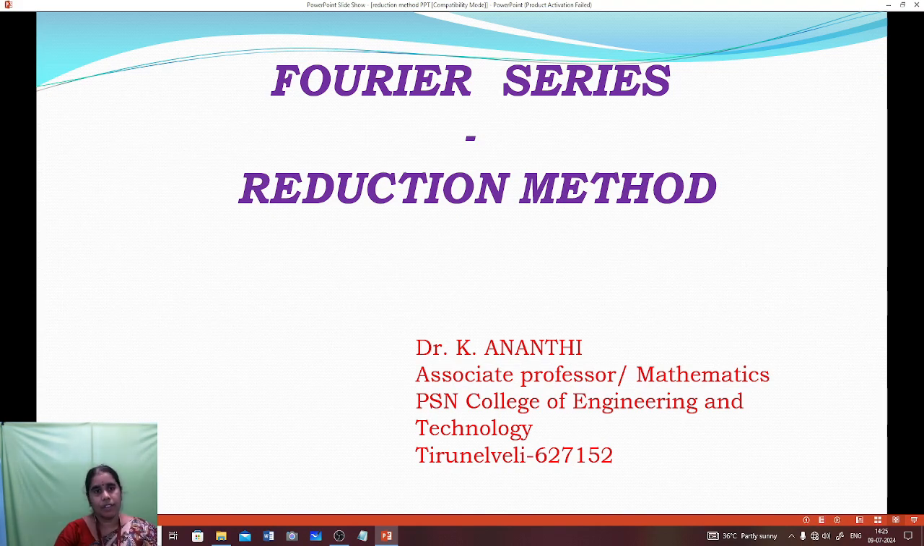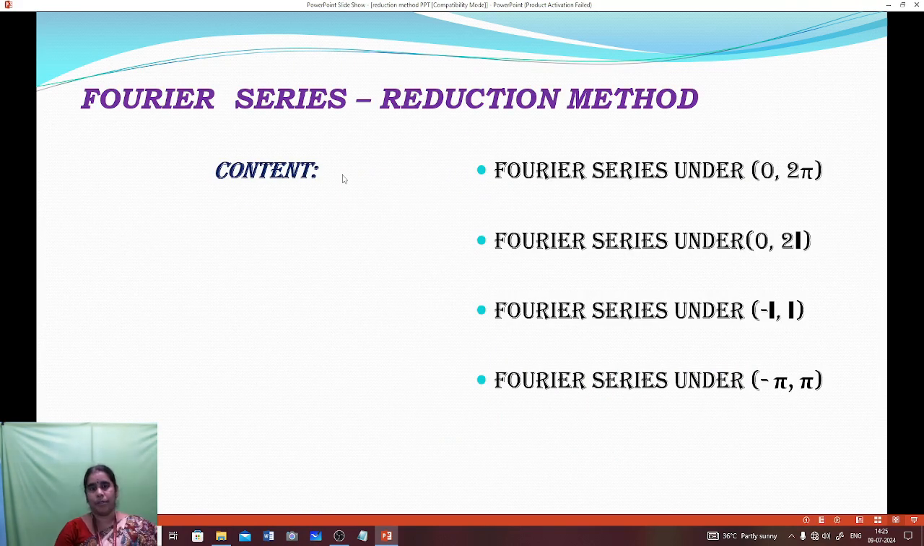In this section, we are going to see about Fourier series by using the reduction formula. In our previous section, we saw numerical methods, matrices and so on. Now, I am very much interested to discuss with you the different types of Fourier series, different intervals, and we are going to see that in this section. Yes, let us go to our section.